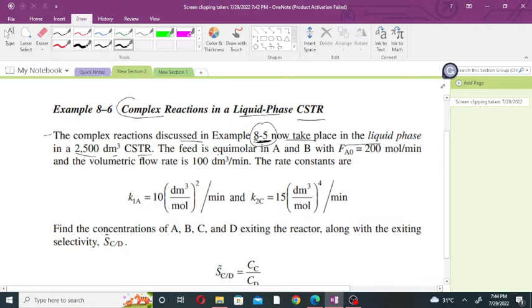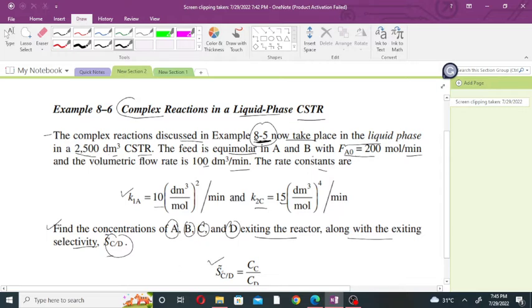The feed is equimolar in A and B, with the molar flow rate of component A equal to 200 mole per minute and the volumetric flow rate 100 dm cube per minute. The rate constant k1A is equal to 10 and k2C is equal to 15. Find the concentration of components A, B, C and D exiting the reactor, along with the selectivity.